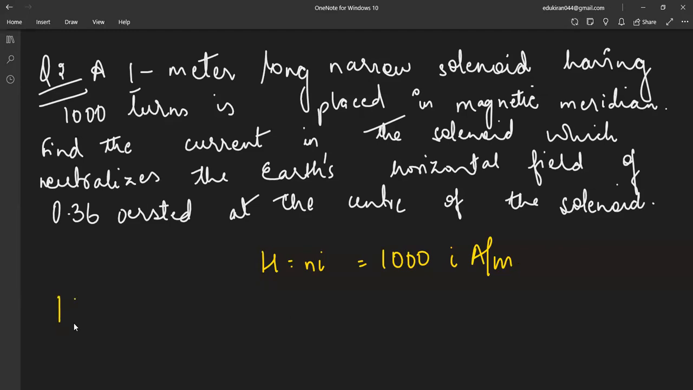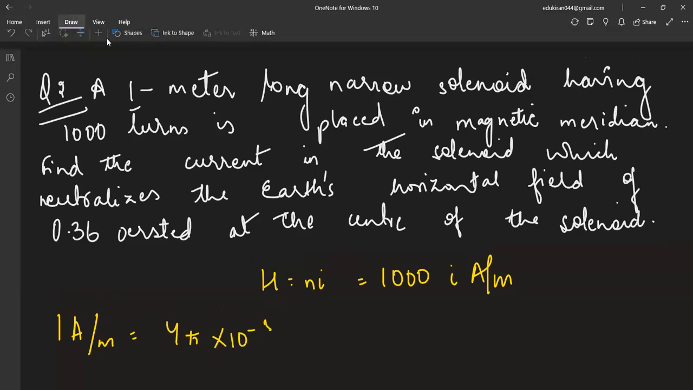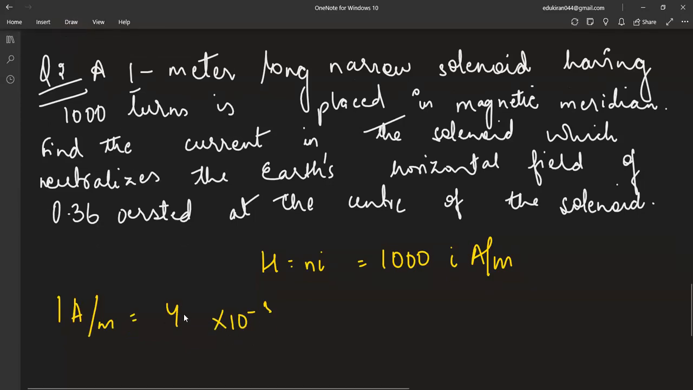See, 1 ampere per meter is 4 pi into 10 to the power minus 3 oersted. This conversion is very helpful for your JEE entrances. This is something we didn't discuss in our class. Since it is also mentioned here, because the oersted unit is not very frequently used in your CBSE syllabus, but in your entrances it can be asked. So do mark this as important: 1 ampere per meter is 4 pi into 10 to the power minus 3 oersted.